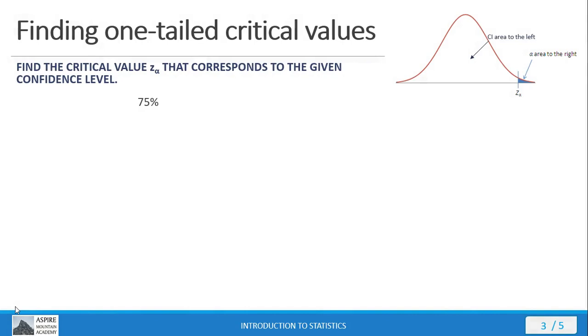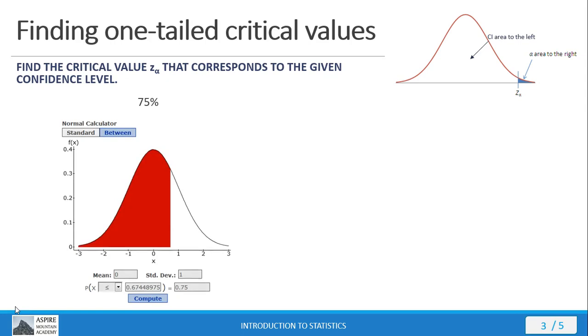Let's look at some examples where we're looking at finding one-tailed critical values. So find the critical value z sub alpha that corresponds to the given confidence level. So what that means is we're looking for the area in the tail to the right that corresponds with the given confidence level. Remember, confidence level is 1 minus alpha. So here in this first example, if our confidence level is 75%, that means our alpha or significance level is 25%. So what is the z-score that separates the right tail from the rest of the distribution with that right tail area equal to 25%?